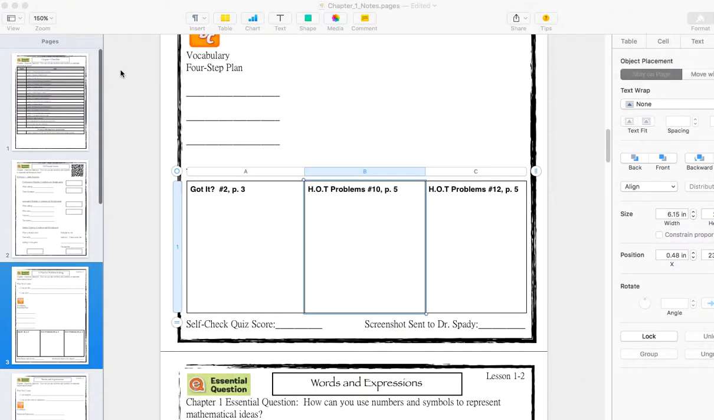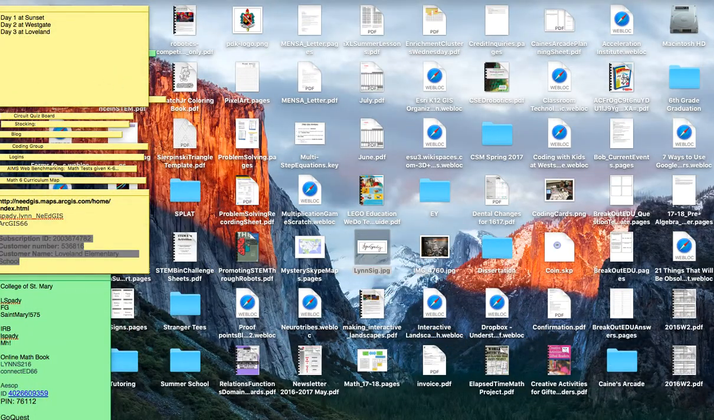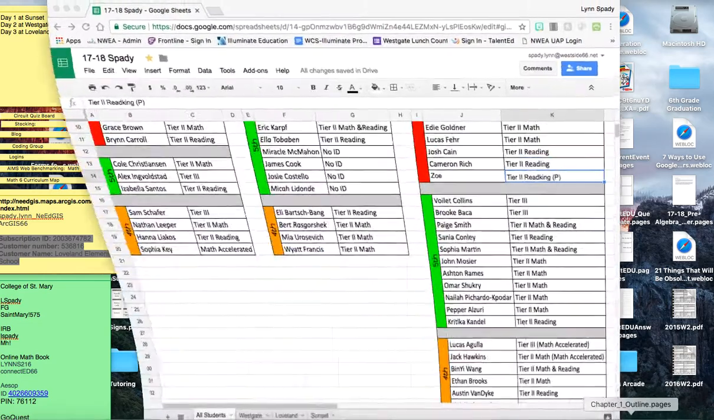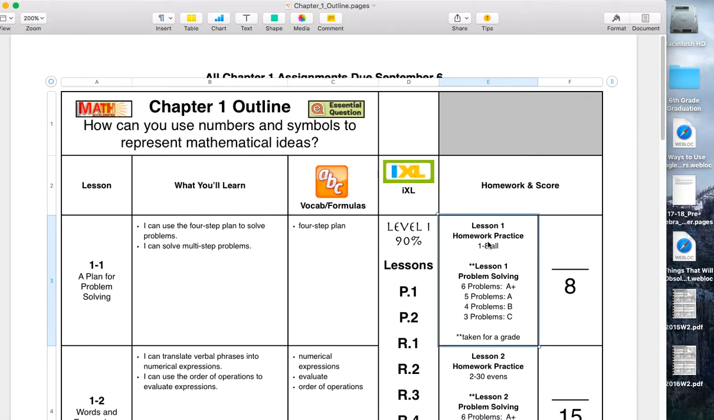It looks like you have a couple of things to do on your homework assignment for lesson 1-1. We have 1 through 8 on your homework practice worksheet, and you also have some problems on your problem solving worksheet. Let me know if you have any questions, and good luck.